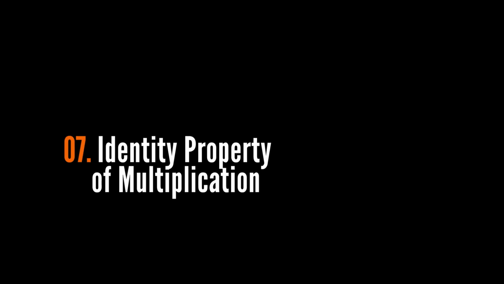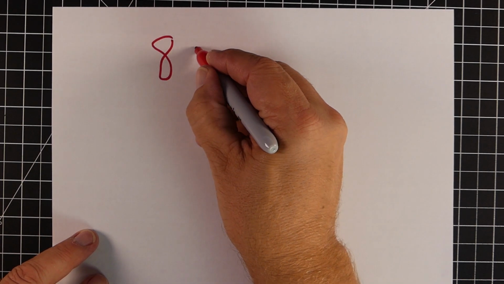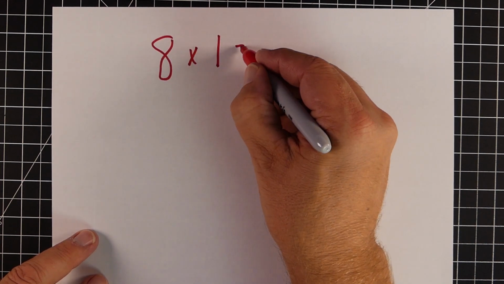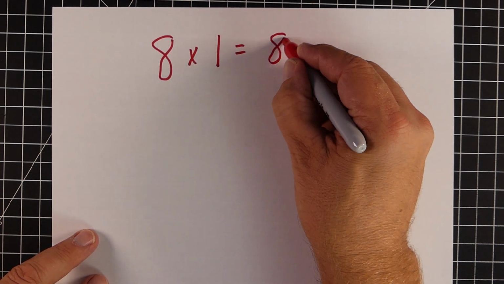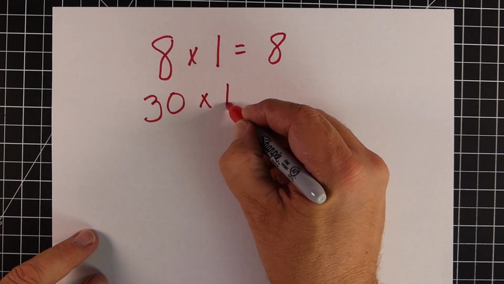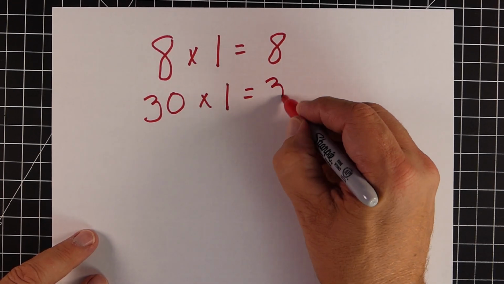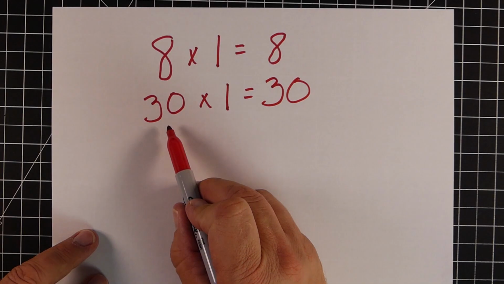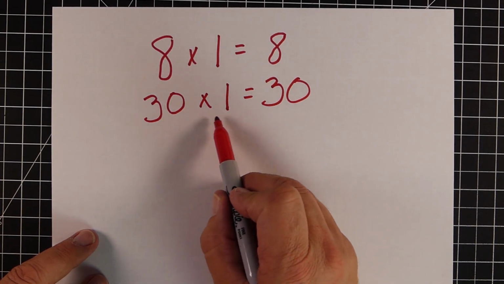When we get to number 7, the identity property of multiplication, now you're asking yourself, what can I multiply a number by so that number stays who it is? So the answer here is we always multiply by 1. So 8 times 1, the number stays 8. 30 times 1, the number stays 30. So by multiplying by 1, the number stays what it is.